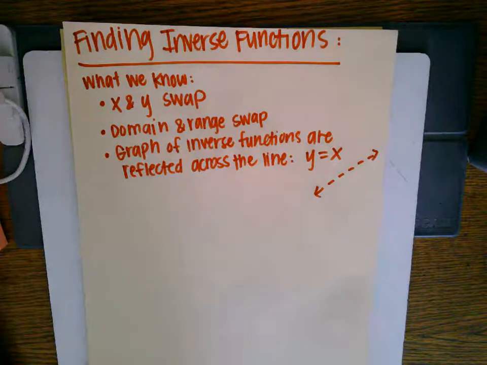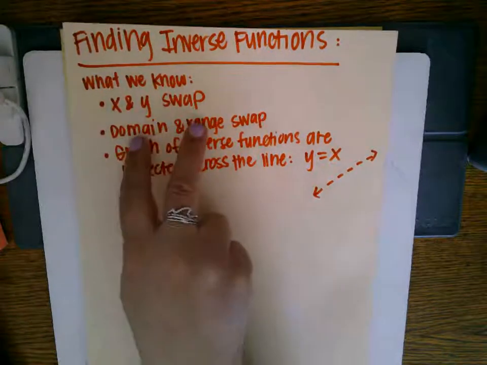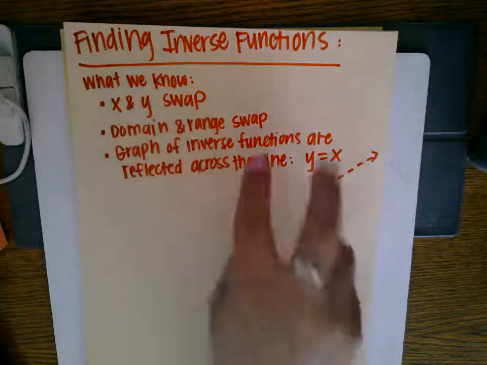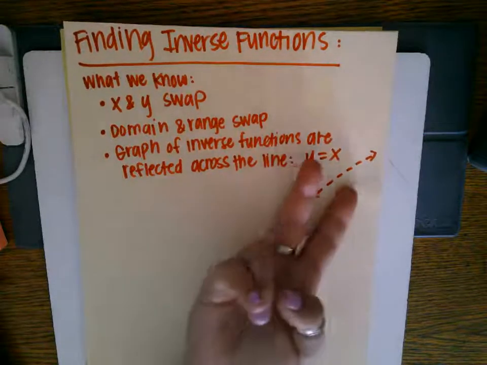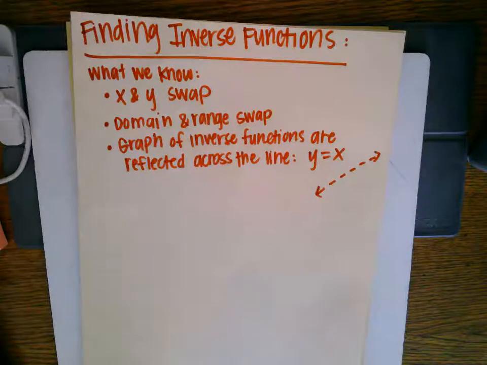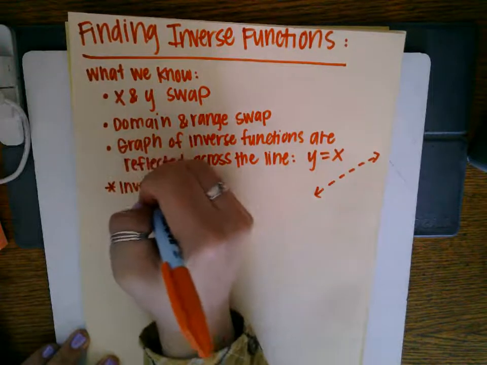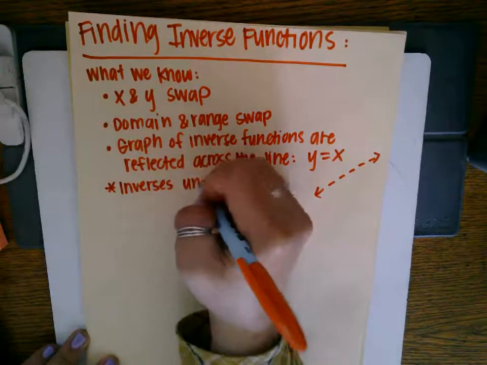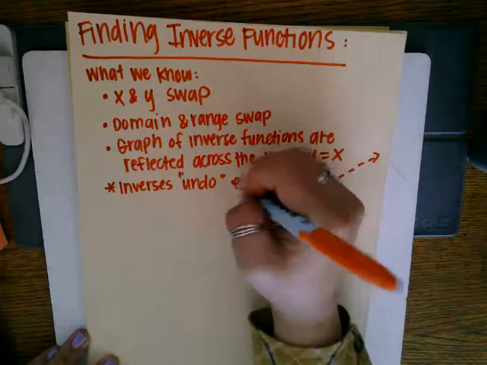The algebra behind finding an inverse means that we're going to have to swap x and y. The domain and range have to swap. And in order for it graphically to swap, we would have to flip across this reflection line in order to do the most basic thing that inverse functions do, which is that inverses undo each other.